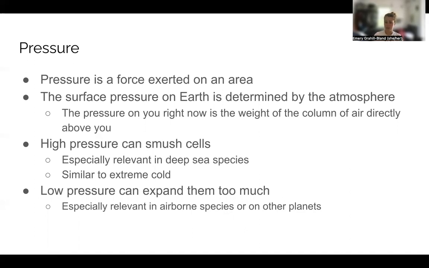Low pressure could theoretically expand cells too much. This could be relevant to airborne species on other planets, but is not necessarily relevant to things that we see on Earth. Because at the point where we're talking about the atmosphere, it's just not thin enough, right? By the time you get to the point in the atmosphere where there's not enough water for cells, the pressure would still be okay. They wouldn't just explode. So this could apply more to other species if you're thinking about atmospheric species.